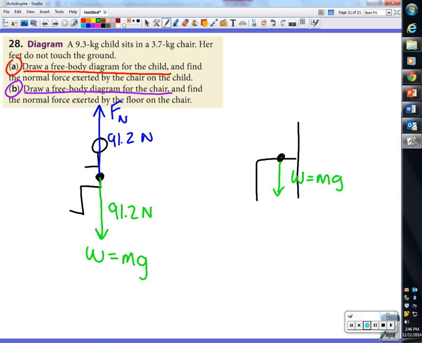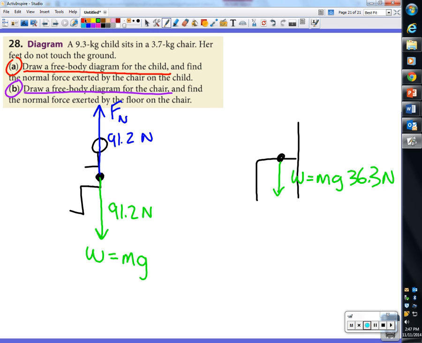So go ahead, somebody punch that in and find out what the weight of this chair is real quick. 36, we'll go 36.3. How's that weight? Is that okay? Okay, so 36.3. Now, there is another force acting on the chair. The kid is sitting on top of the chair, and gravity is pulling the kid down, and therefore it's applying a force to the chair itself. Does that make sense?